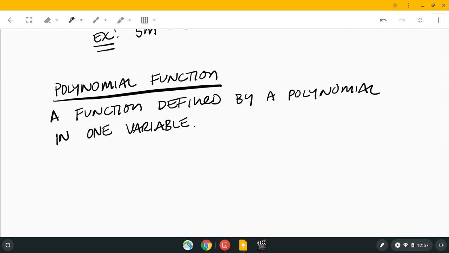All right. And instead of using y equals, we use our function notation, f of x, or maybe p of x, or h of x. So f of x is equal to x cubed minus 3x squared plus 9x minus 2. This is a polynomial with one variable, the variable being just the x.